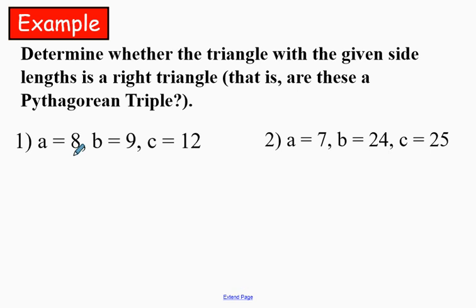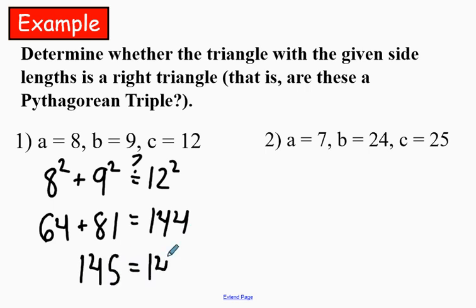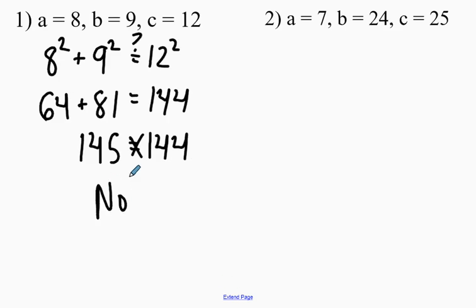So for example, could there be a right triangle that has sides 8, 9, and 12? Well, I just need to see, does it make the Pythagorean theorem true? If it does, then that could be a right triangle. If it's false, then it's not going to be a right triangle. 8 squared, 64, plus 81. We're looking to see, is that going to be 144? Well, when I add 64 and 81, I get 145. So no, these side lengths are not going to make a right triangle.